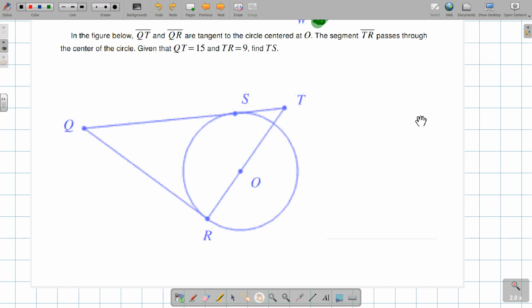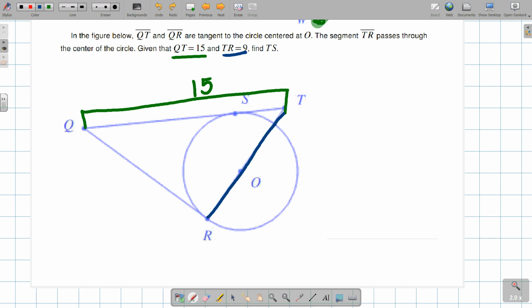All righty. Make note that Q to T is 15. So we're going to bracket that. Q all the way to T is 15. T to R is 9. That's this whole thing. From there to there is 9. We're being asked to find T to F. We're going to squiggle that. That is our ultimate ambition.